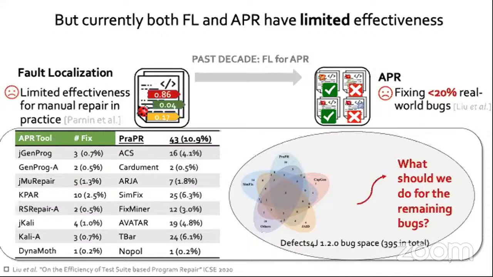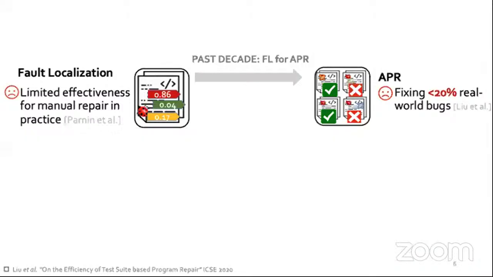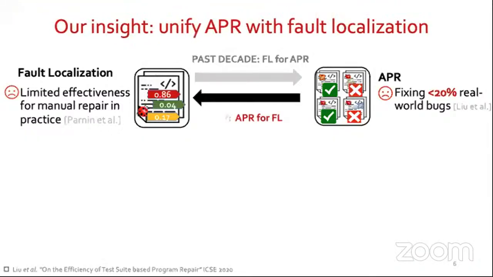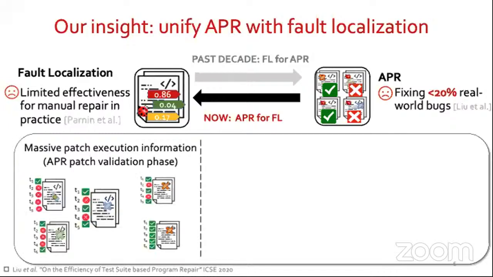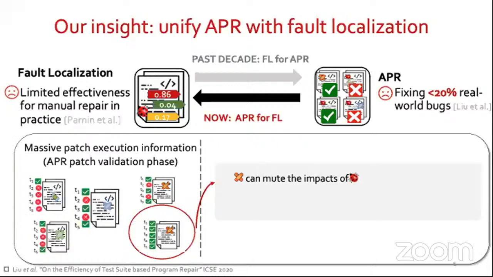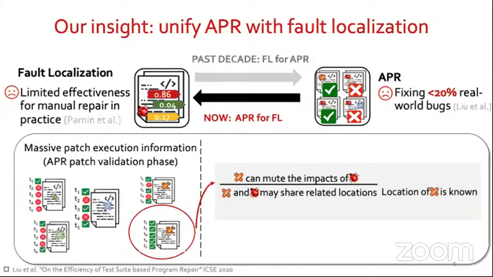So, what can we do for such a large part of unfixed bugs? Our insight in this work is to unify APR with fault localization in a bi-directional way. In other words, even for the bugs that cannot be automatically fixed, we still consider their patch execution information can be very helpful for debugging. For example, there can be a large number of patches being executed during the patch validation phase. For instance, consider a very extreme case, a patch which can pass all the tests. It indicates that the patch actually can mute the impacts of the bug, which further implies the patch and the bug may share very related locations. Since we can know the location of the patch, we can further infer the location of the bug.